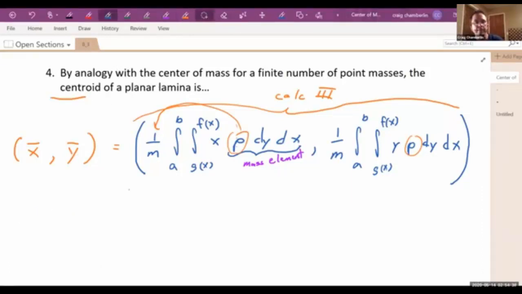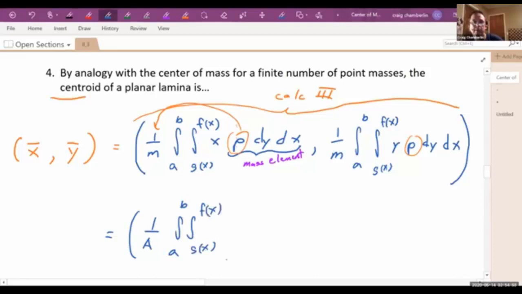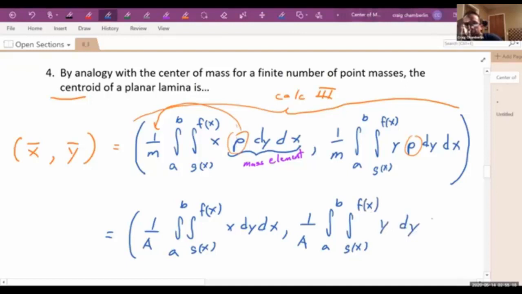So we get that the actual formulas we're going to use: 1 over A, double integral, a to b, g of x to f of x for the limits on the integral, and then just x dy dx. That is the formula for x bar. And then 1 over A, integral a to b, integral g of x to f of x of just y dy dx. That formula after the comma, that's y bar.